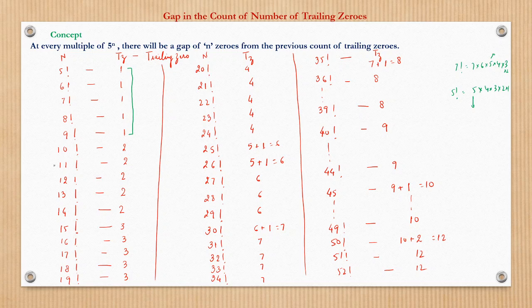trailing zero. Similarly in 10 factorial, it is nothing but 10 into 9, and so on till 6 into 5 into 4, and so on till 1. So we have two 5s. One 5 is there in 10 and one 5 is here. So because 10 factorial has two 5s, we have two trailing zeros, right? This we can count manually also.